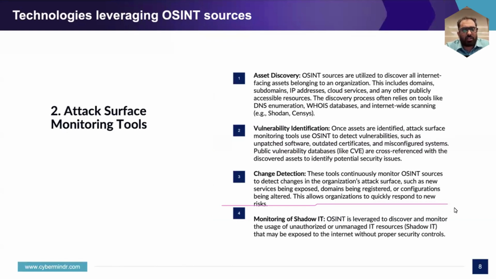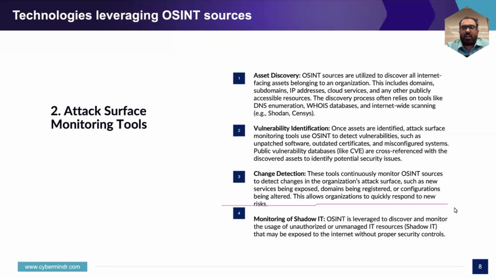Another major technology that depends upon these OSINT sources is attack surface monitoring tools. We call it ASM. Probably now EASM is a new extended version of the ASM. The ASM will leverage this OSINT data to identify the subdomains, the SSL certificates, the DNS records, and the IP addresses. From there, what attack surface management tools do is take the raw data from the OSINT sources and construct each asset.